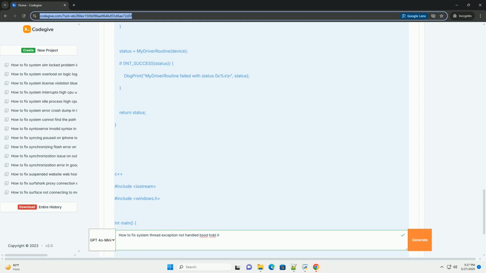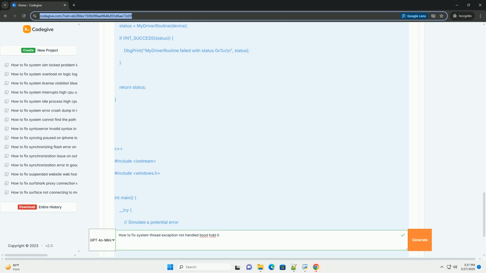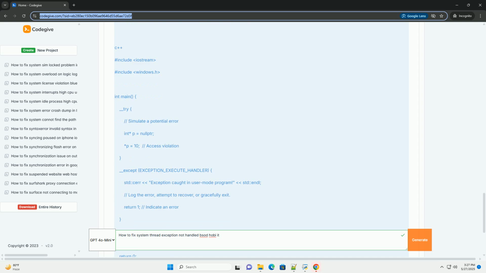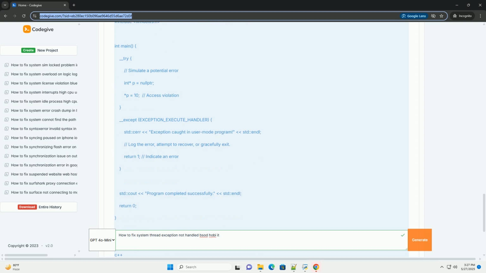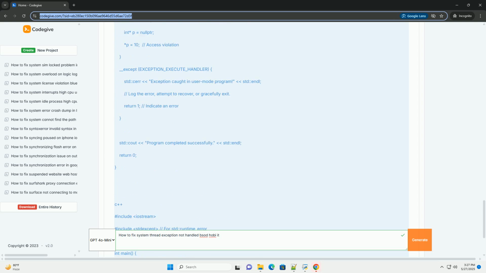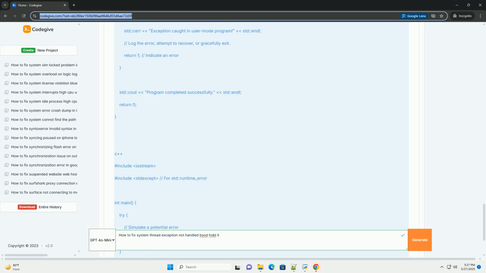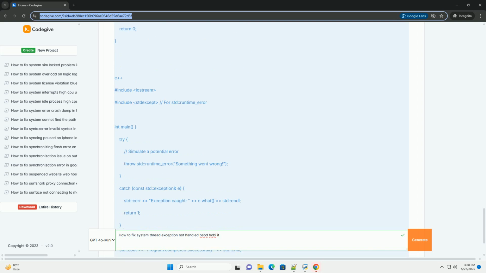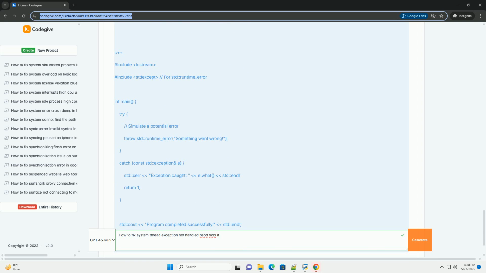This tutorial will provide a comprehensive guide to understanding, diagnosing, and fixing the SYSTEM_THREAD_EXCEPTION_NOT_HANDLED BSOD. We'll cover: 1. Understanding the error, what it means and common causes. 2. Gathering information, analyzing the BSOD and minidump files. 3. Troubleshooting and solutions.